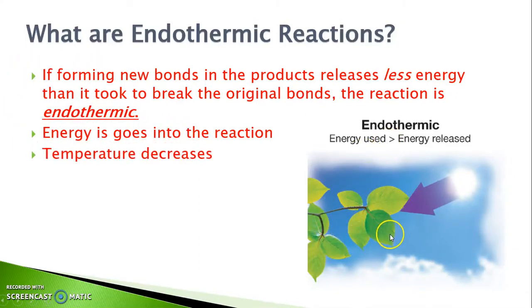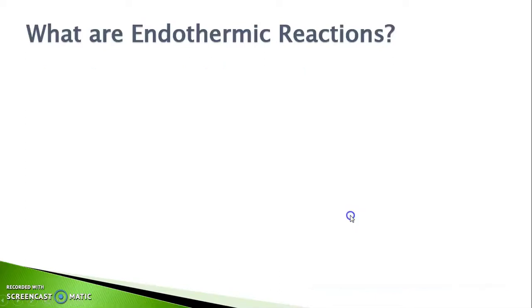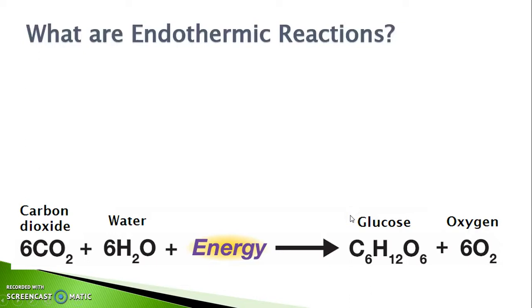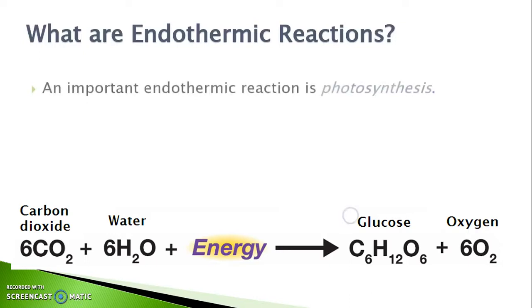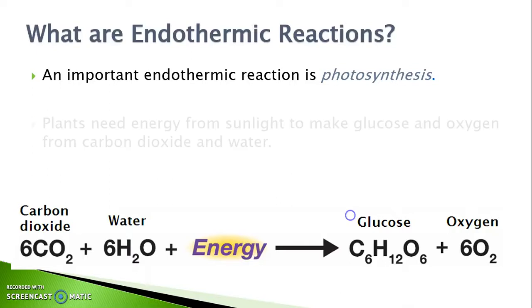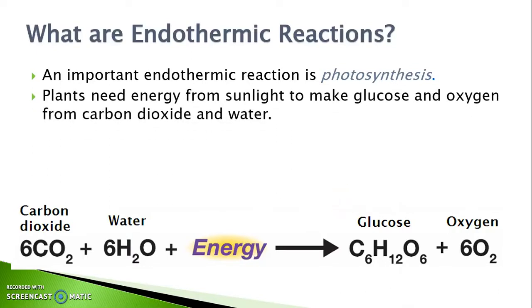I've included this picture here because it's photosynthesis, kind of like sunlight. It takes carbon dioxide and it takes the water and it makes our glucose and our oxygen that we need to breathe. So this is what we consider an endothermic reaction. So here's our example. Once again, our chemical equation, and an important endothermic reaction is photosynthesis. Plants need this energy from the sunlight to make glucose and oxygen from the carbon dioxide and the water. So once again, our reactants are on the left side, products are on the right side.